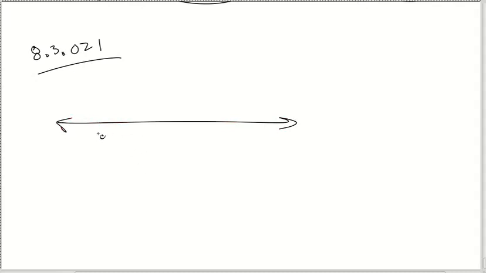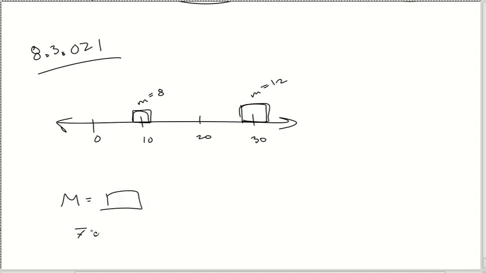So imagine we have a number line starting at 0, going all the way to 30. And so we have a 10, and we have a 20, and we have a weight right here. And the weight has a mass of 8, okay? And then over here, we got another weight, and it has a mass of 12 at 30. And so they want 2 things. They want a capital M, and they want an X bar.